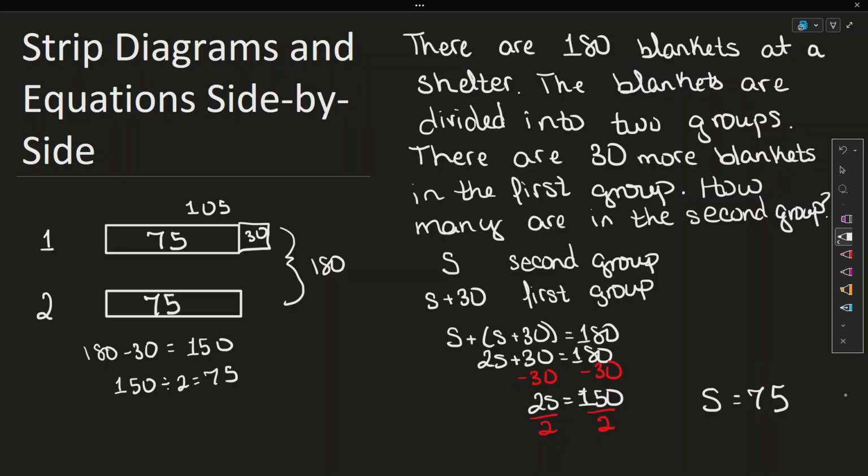Again, the equation and the strip diagram are telling the same story. The strip diagram makes the equal parts visible. The equation represents those same equal parts with variables. A strip diagram can help students understand why equations make sense. The diagram shows the relationship visually, and the equation records the relationship symbolically.